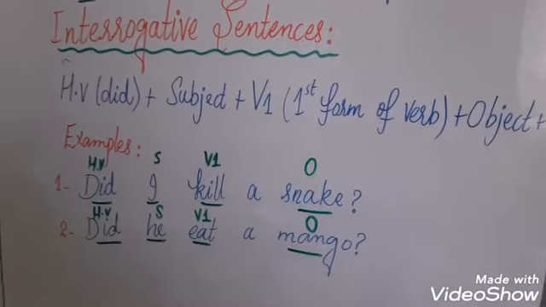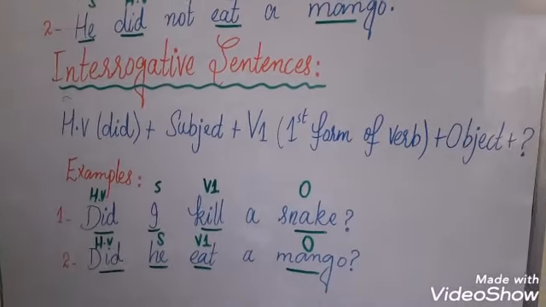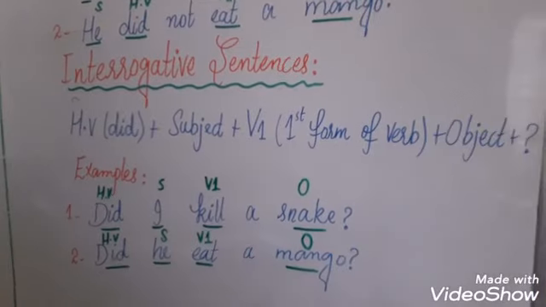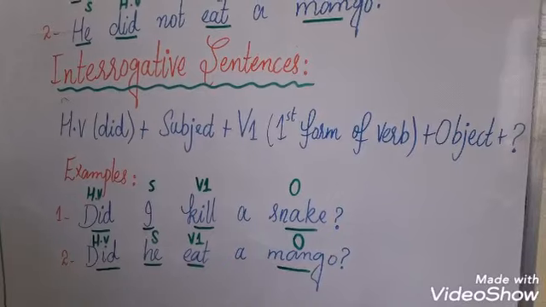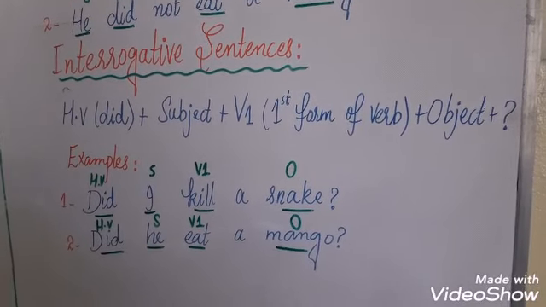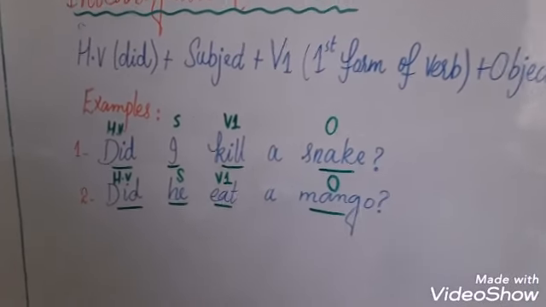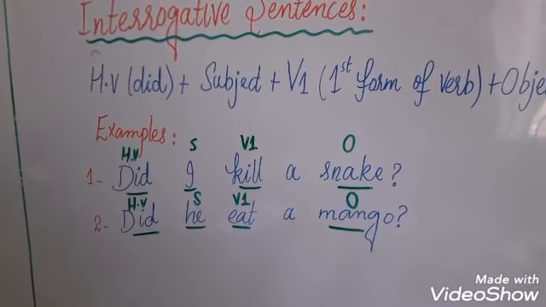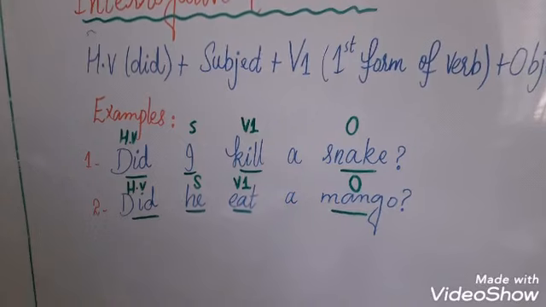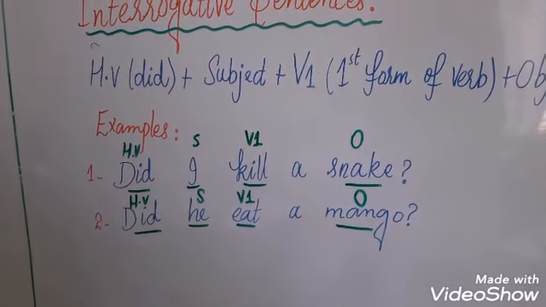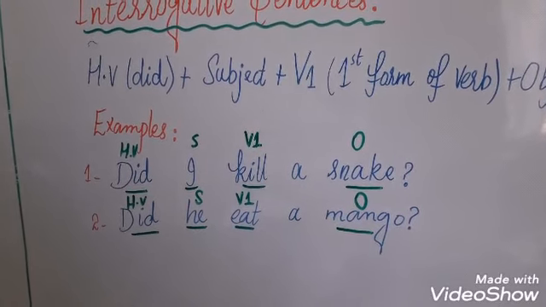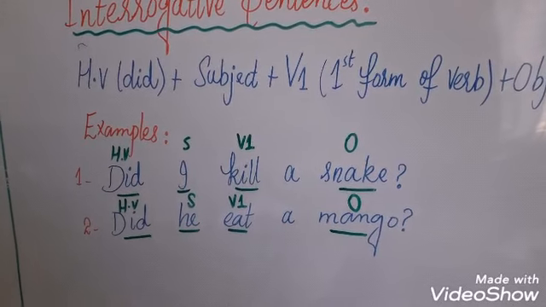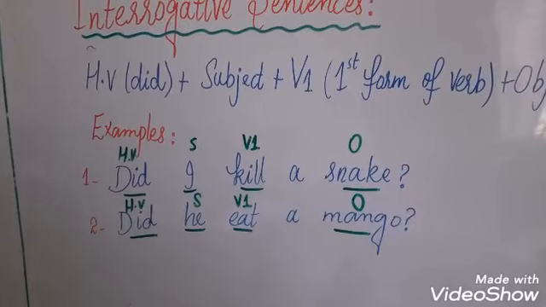In interrogative sentences, we shall use the helping verb did first of all, and then the subject, then the first form of verb, then the object, and in the last a question mark. Examples are: did I kill a snake? According to the formula, the helping verb is did, and then the subject is I. The first form of verb is kill and snake is the object. Did I kill a snake?